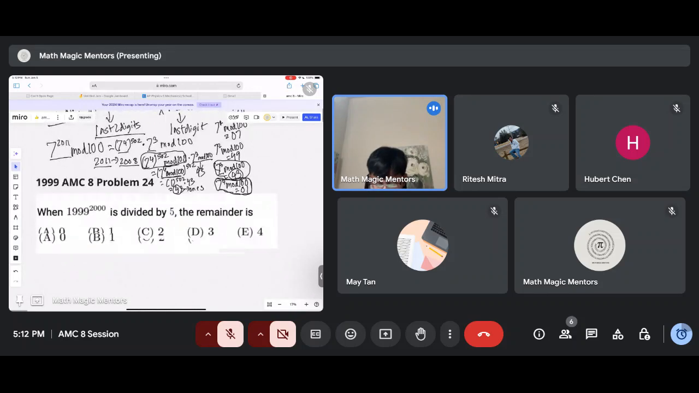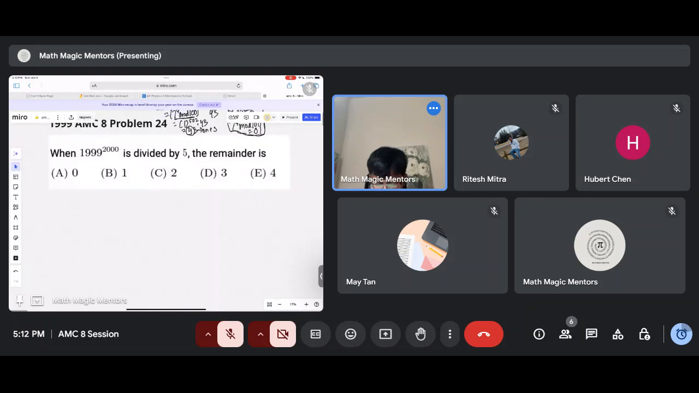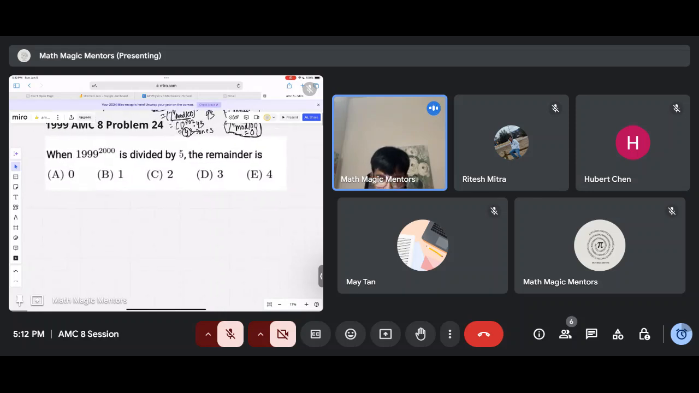All right. So this is the next problem. When 1999 to the 2000 is divided by 5, what's the remainder? And so I'll let you guys think about this problem, because it really builds on a lot of concepts that we covered previously.